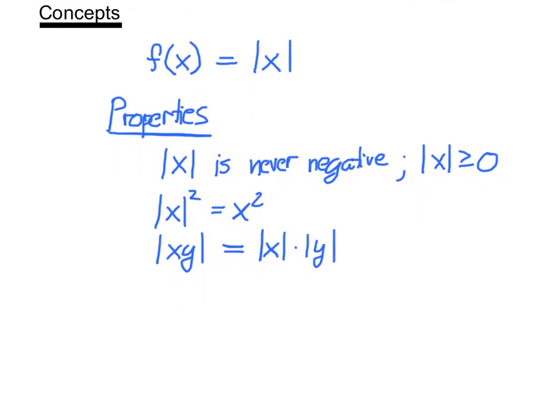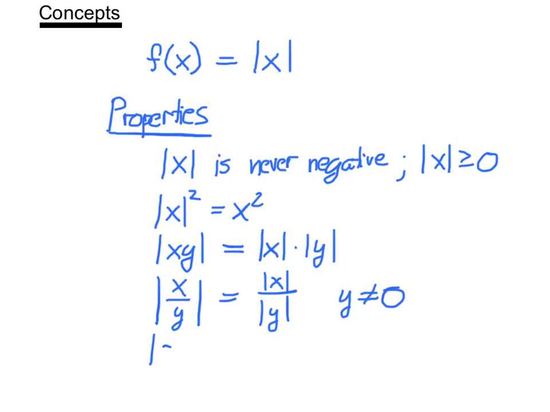The next property is very similar. The modulus of x divided by y is equal to the modulus of x divided by the modulus of y. The only restriction in this case is that y cannot equal 0, because we can't divide by 0. And then the last property that I'm going to show you is the modulus of a minus b is equal to the modulus of b minus a. And again, this is true for all numbers a and b.